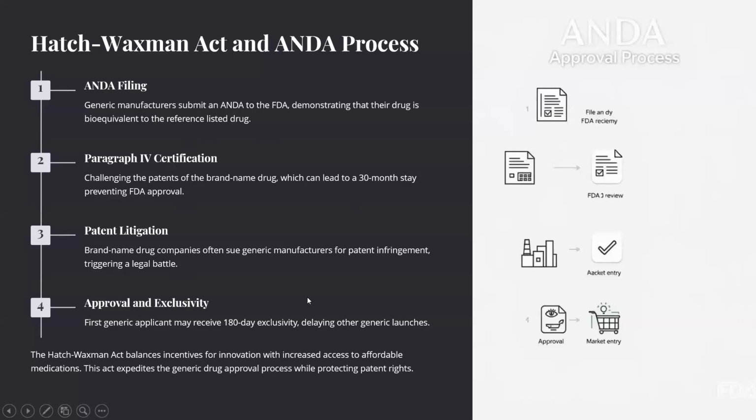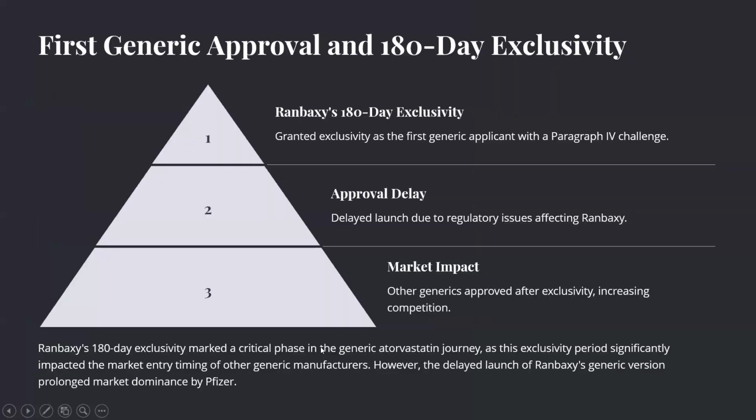So, the Hatch-Waxman Act balances incentives for innovation with increased access to affordable medication. This act expedites the generic drug approval process while protecting patent rights. Okay, so what happened when Ranbaxy got its 180-day exclusivity? Once Ranbaxy was granted exclusivity as the first generic applicant with paragraph 4 certification, there was a delayed launch due to regulatory issues affecting Ranbaxy, and other generics approved after exclusivity increased the competition for Ranbaxy.